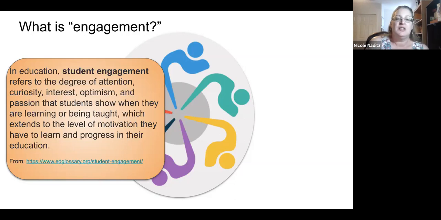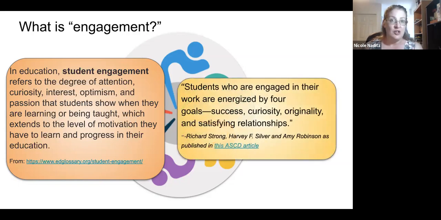On edglossary.org, they define student engagement as the degree of attention, curiosity, interest, optimism, and passion that students show when they are learning or being taught, which extends to the level of motivation that they have to both learn and keep learning or progressing in their education. And then there's an article by ASCD, which is linked here. So remember, if you save this slide deck to your drive, you always have access to this. And it's also on the Technology Training and Support page in the Distance Learning Hub.